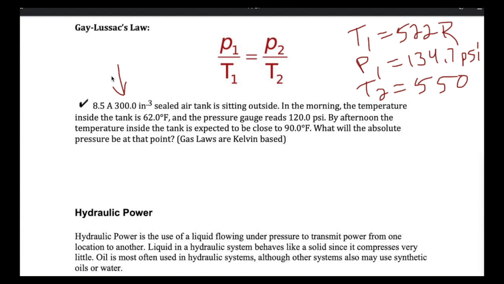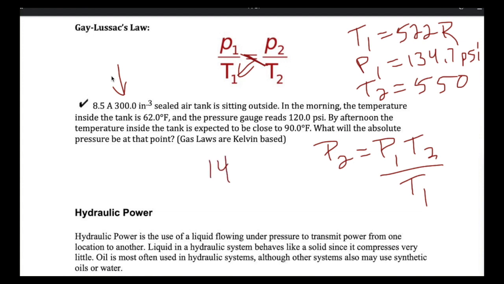So I'm going to multiply these two together and divide by this one. So P2 equals P1 times T2 divided by T1. And if I solve everything there, I think I get a pressure of like 142 psi for that one.